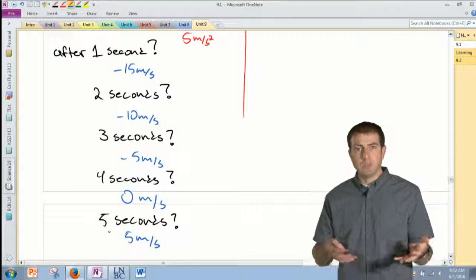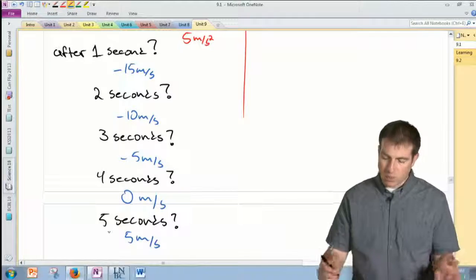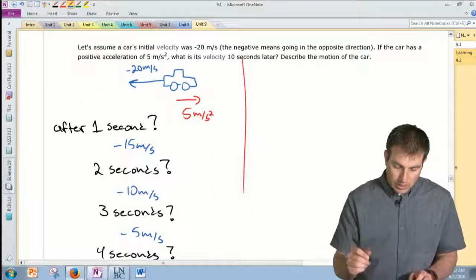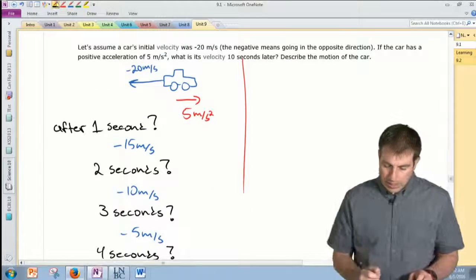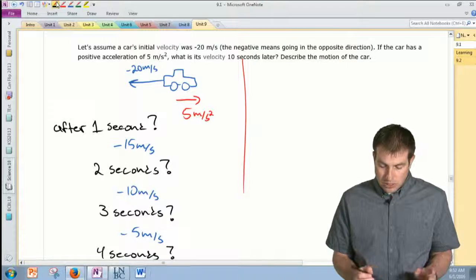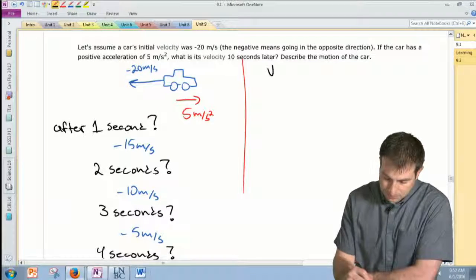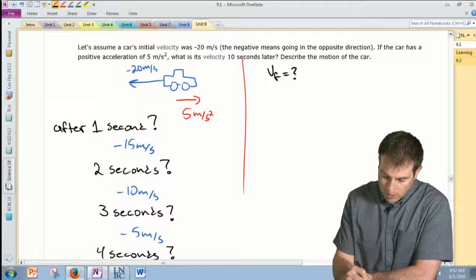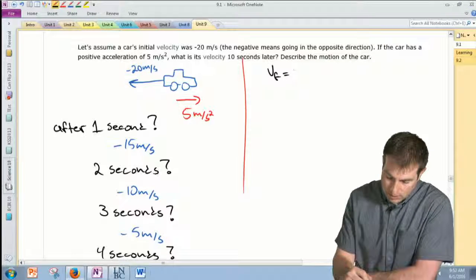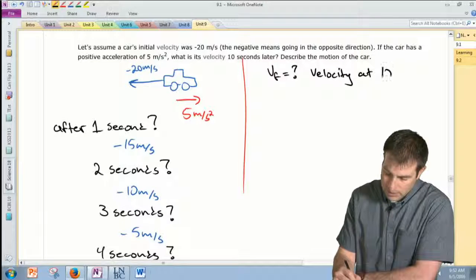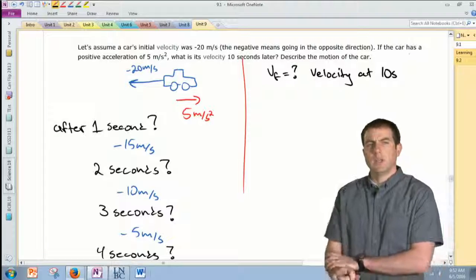Do I have to do this big, long list of things? No, I can use formulas to figure this out. So if the car has a positive acceleration, what's its velocity 10 seconds later? So I'm trying to find the final velocity, or the velocity at 10 seconds. Okay.